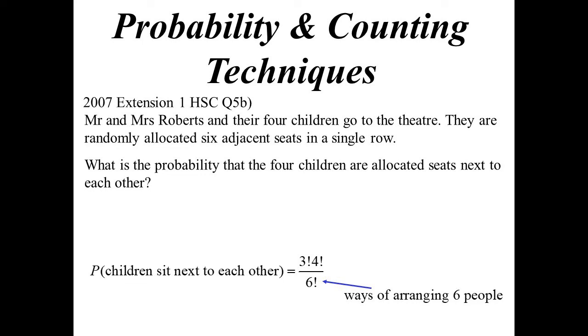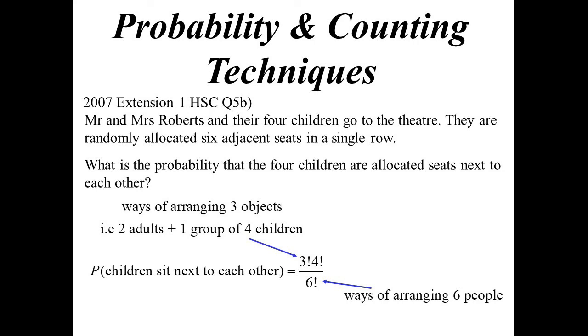3 factorial, 4 factorial. So the 3 factorial, well, that's the number of ways of arranging 3 objects, because really the 4 factorial, we know the 4 children have to be together. How many ways can they be arranged? 4 factorial ways. They're now a group plus the 2 adults. So there's 3 objects we're arranging, 3 factorial on the top. So all of that turns out to be 1 in 5.